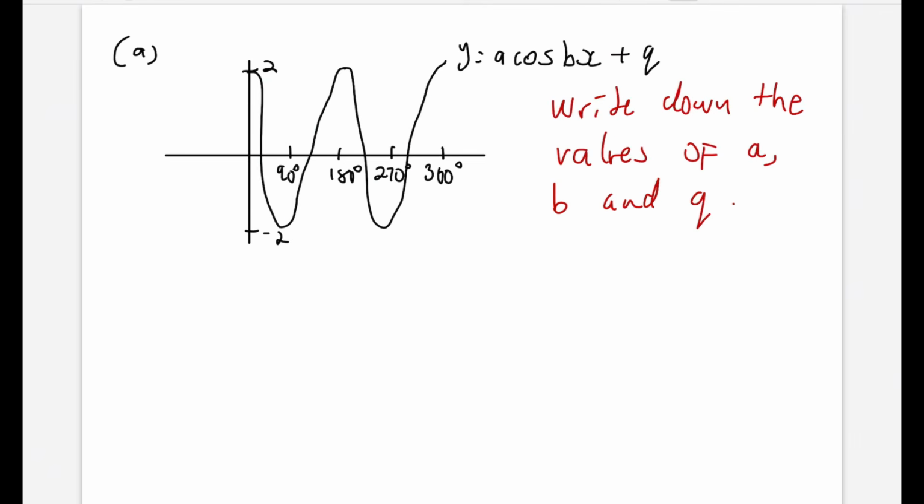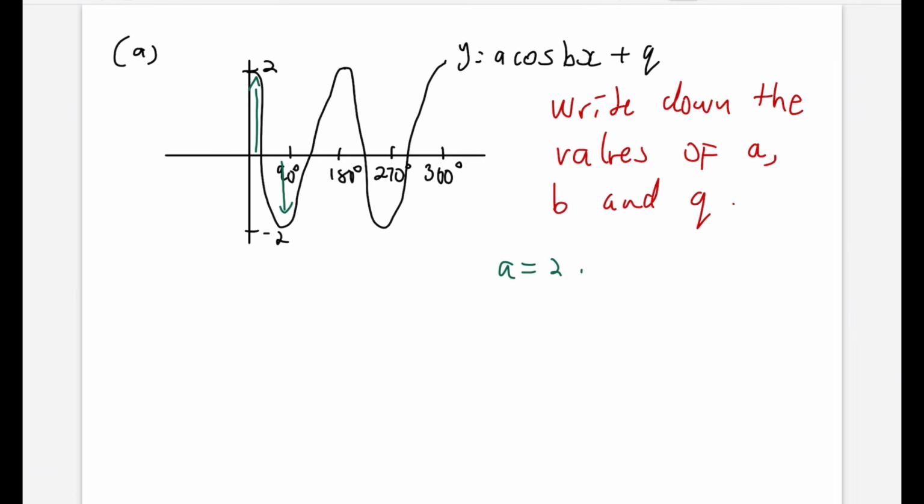And this means that if we have a graph like the following, y is equal to a cos bx plus q. Write down the values of a, b, and q. Well, let's determine a. Has this graph been stretched? Yes. The distance between here, the horizontal plane, and the highest is 2. Here, the horizontal plane, the lowest is minus 2. So we can tell it's been stretched both ways up and down. So a there has to be 2.